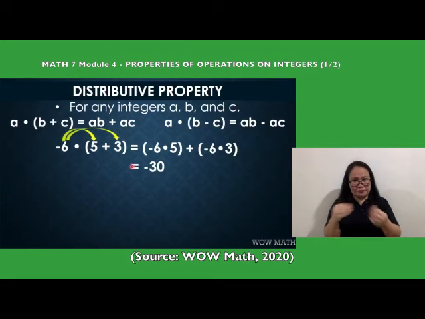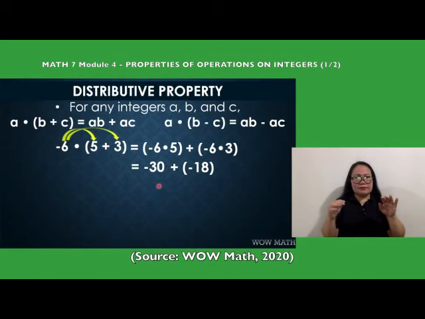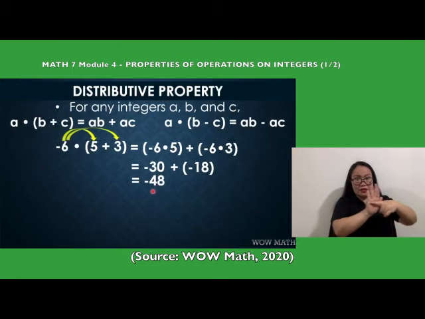Now, let us solve. So, we have negative 6 times 5, that is negative 30. And then, negative 6 times 3, that is negative 18. So, plus negative 18. Now, kung babalikan natin yung rules natin ng pag-add ng integers, same sign, diba? Same sign, add and keep. So, same sign, i-add natin. So, that is negative 48.